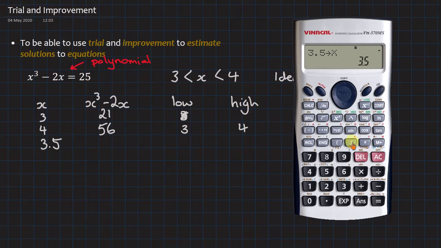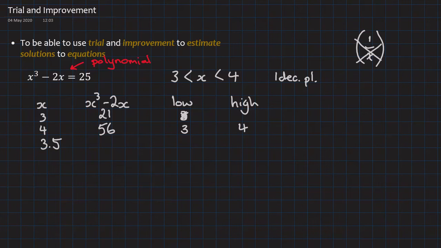So I put that into my value of X. I go up and find my formula and press equals. And that says I've got 35.875. Now this 35 says we're on the big side. My answer 25 is between the 21 and 35. So that means that my value is between 3 and 3.5.